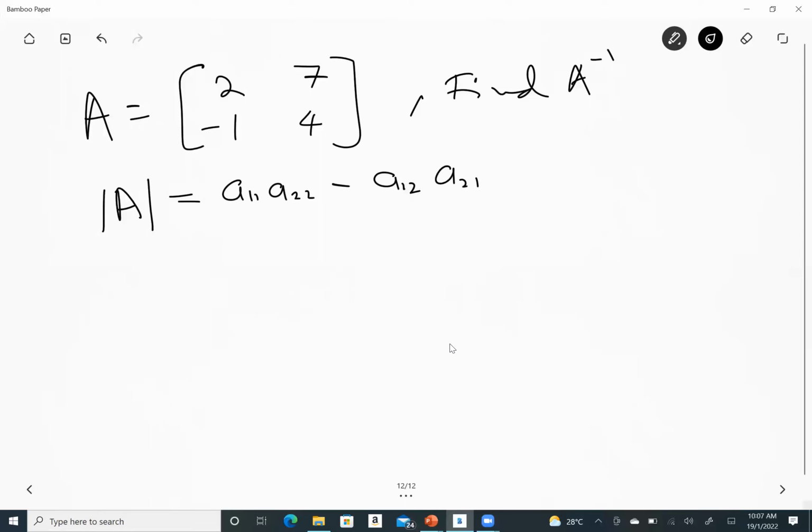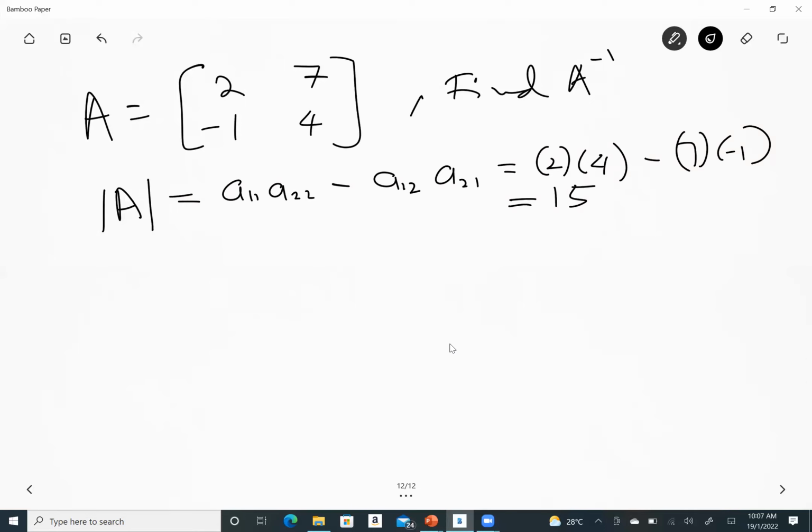Or you can use ABCD, equal to 2, 4 minus 7, negative 1. So that will be equal to 8 plus 7, that is 15. So that is the determinant of A.